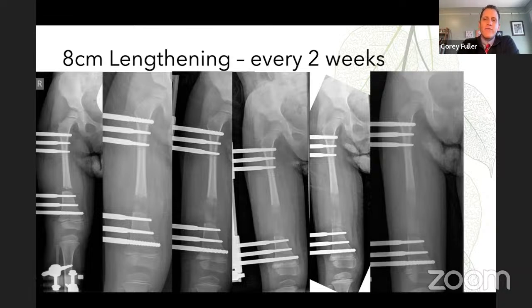And you get all the way to the right. And you can see now that femur is 8 centimeters longer than when we started. And you can see this beautiful regenerate traversing the area where we cut. That is the end of the lengthening, and then we enter the consolidation period.